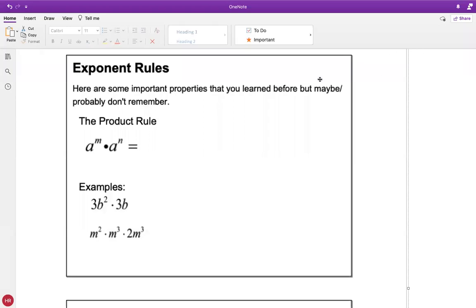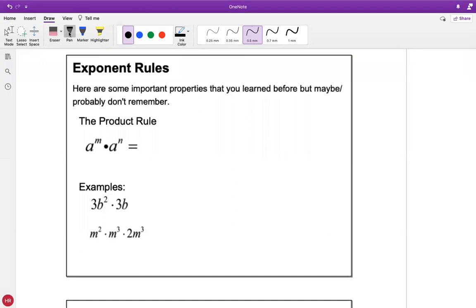Hopefully a short lesson, hopefully mostly review stuff today. It's just kind of a review of the rules of exponents. Some of these I'm sure you learned, some of these maybe you did but you forgot. We're just going to talk about them. This should be, like I said, hopefully mostly review, we'll see.